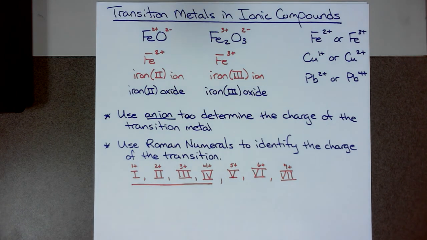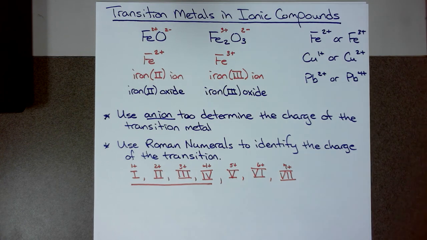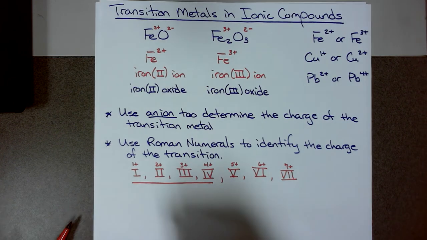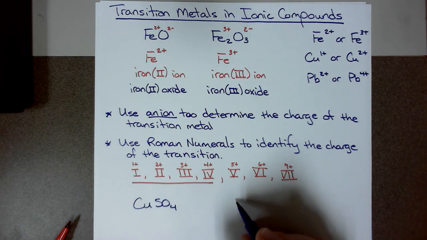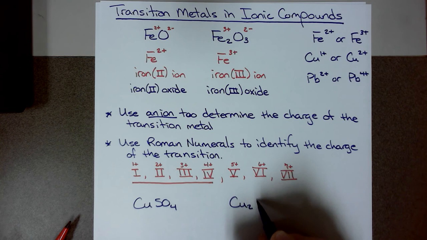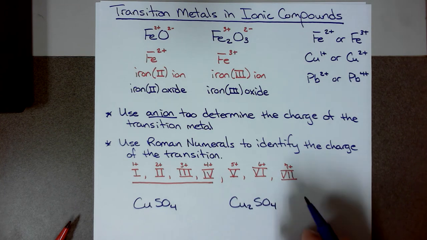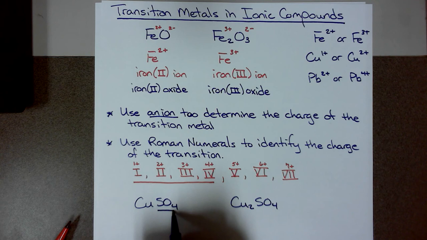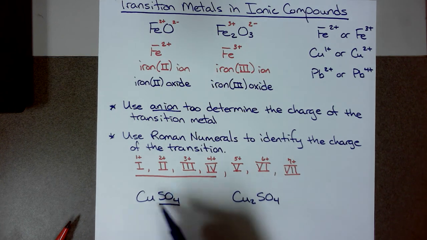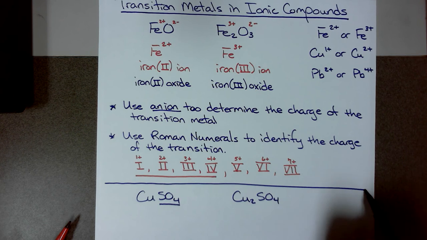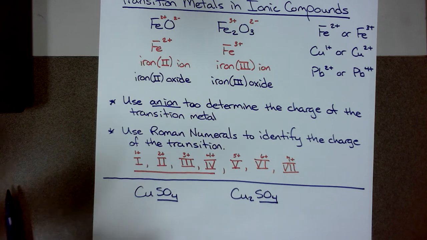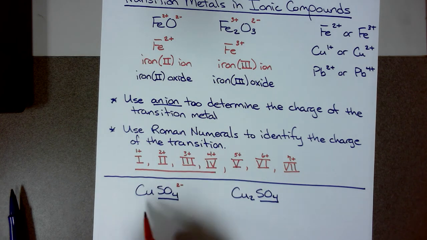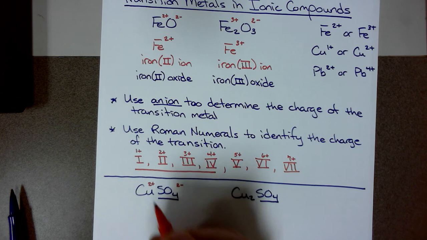So let's practice. Let's do a couple of practice ones. Let's say I have CuSO4, and let's look at Cu2SO4. Now remember, sulfate is a single unit. So I'm going to look at the sulfates here. In this case, we know that this sulfate is a 2 minus, and since there's only one copper, that copper has to be a 2 plus.